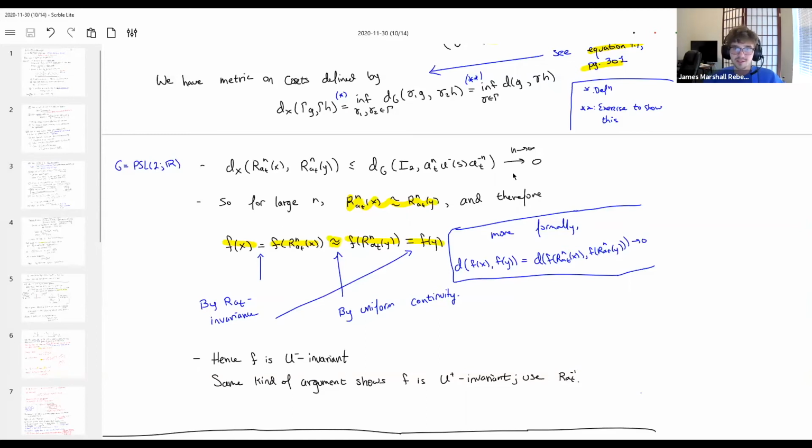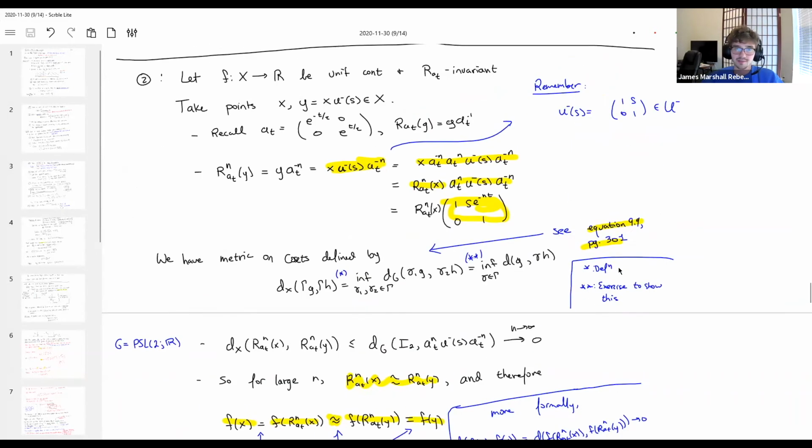And maybe here you can see why the name unstable and stable manifold. This shows that something is exponentially asymptotically the same thing when you follow its orbit. Okay, so that was step 2. Are there any questions on that? This shows that for uniformly continuous functions which are invariant with respect to geodesic flow, we have invariance under the u minus and u plus groups.